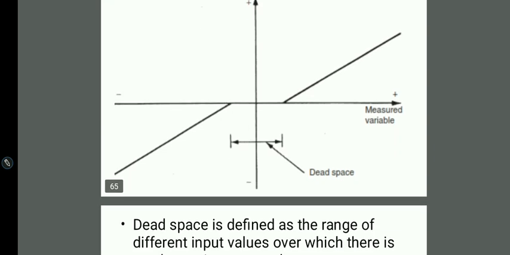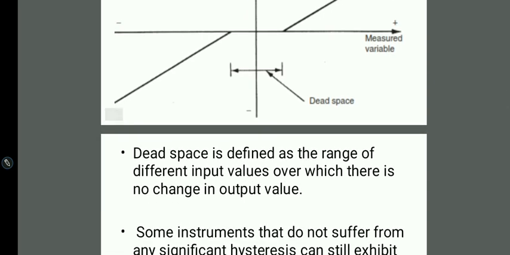So during that dead space, there is some measured value change. There is some input, but there is no output. That is known as dead space. So dead space is defined as a range of different inputs over which there is no change in output value.